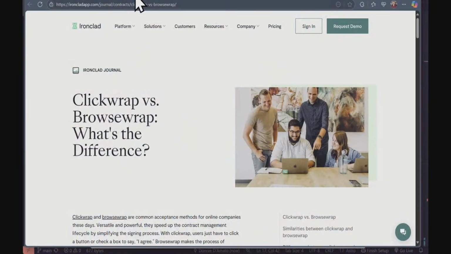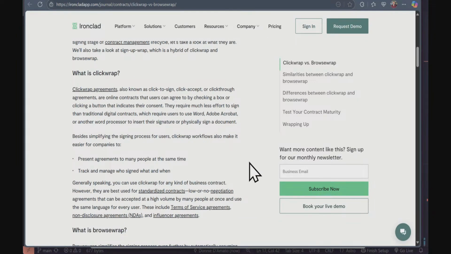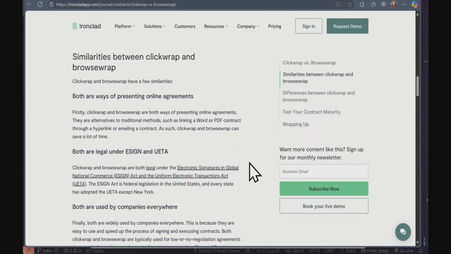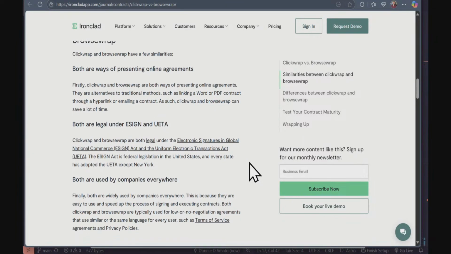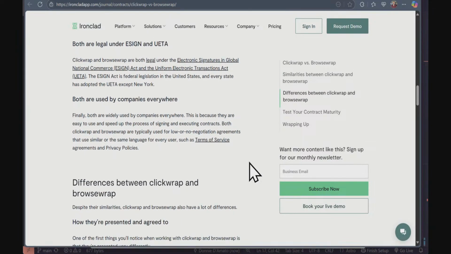I'm going to go to a post at ironclad.com that's talking about browse wrap versus click wrap. And they have a couple of other nice examples that I'm going to go over in a minute. So here's the post here. Again, it's in the Ironclad journal, I suppose, and it's click wrap versus browser wrap. What is the difference? And it talks about the differences that I kind of already mentioned, generally speaking. And it talks about the similarities between them. They're both presenting online agreements, both legal under a couple of different acts, and then they're used by companies everywhere.